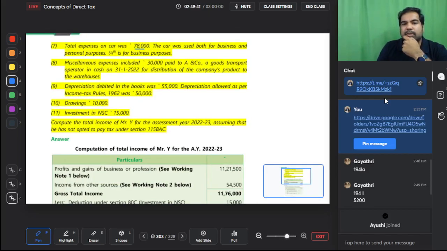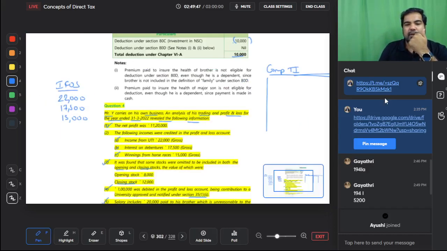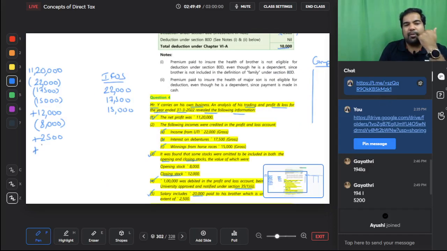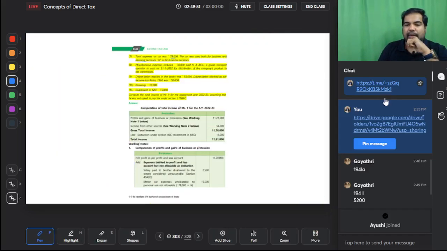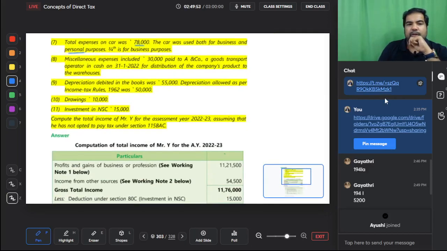Total expenses on car was 78,000. The car was used for business and personal purposes. 3/4 is for business. So guys, 1/4 is personal. So whatever is personal, you'll have to add 1/4 of the expenses. I'm not calculating, but 1/4 you'll have to add.